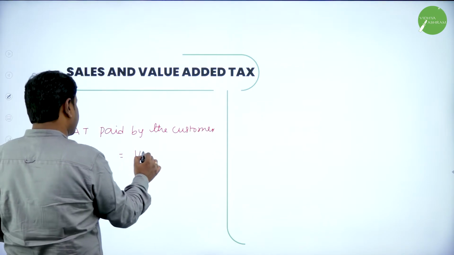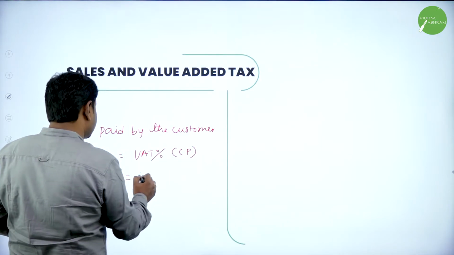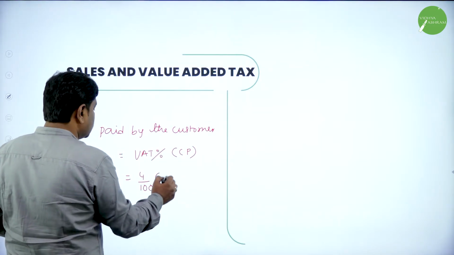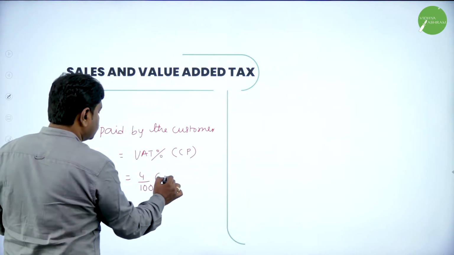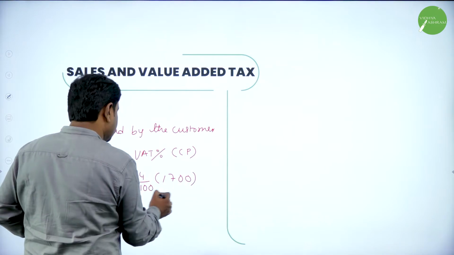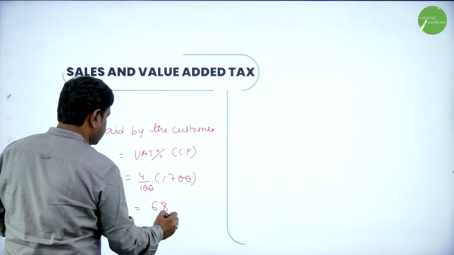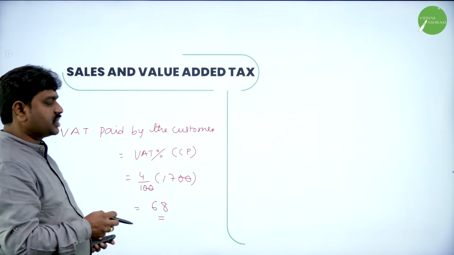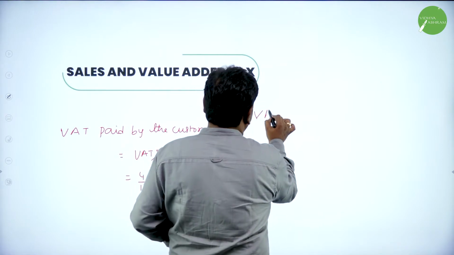Again, VAT percent into the customer's cost price. VAT percent is 4% and the customer is purchasing at what rate? 1700. So 4% of 1700, the two zeros cancel, gives 68 rupees. The customer pays 68 rupees, the shopkeeper pays 60 rupees. So the VAT deposited to the government.